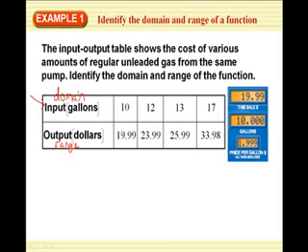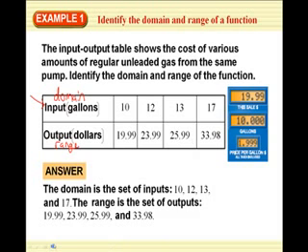Our price depends on how much gas we put in. We put in 10 gallons of gas, our cost is $19.99. We put in 12 gallons of gas, $23.99, and so on. So the domain is the set of inputs. Notice I wrote that on top. The range is the output. So we're just right now identifying inputs and outputs, domains and ranges.